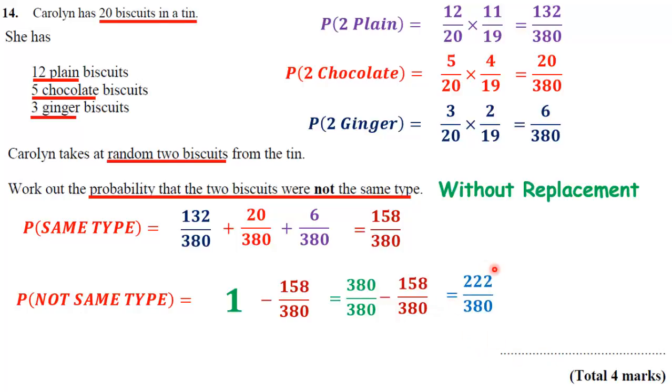If I half both of those, they're both even numbers. You can leave this as your answer and you still will get full marks, but I'm going to simplify this. Half of 222 is 111. Half of 380 is going to be 190. And there you have it, that's my final answer. I could still, as I said, put 222 over 380. You will get full marks for it. The question didn't say to simplify.